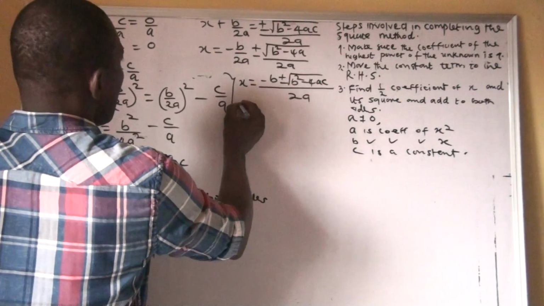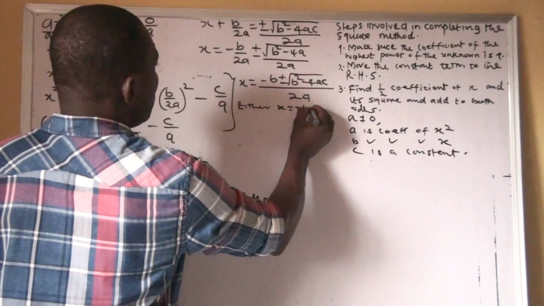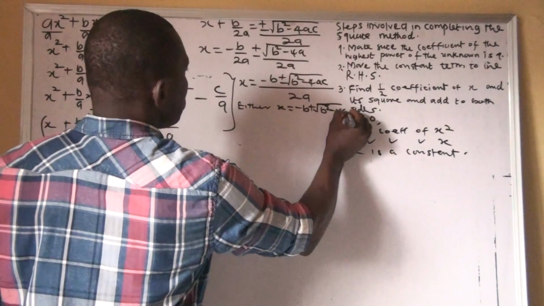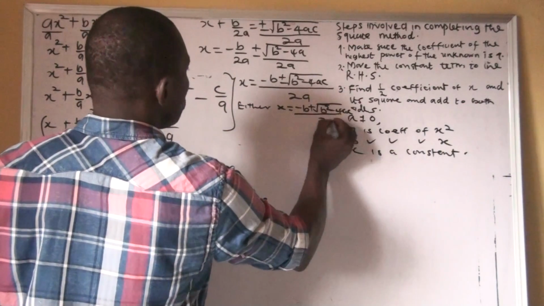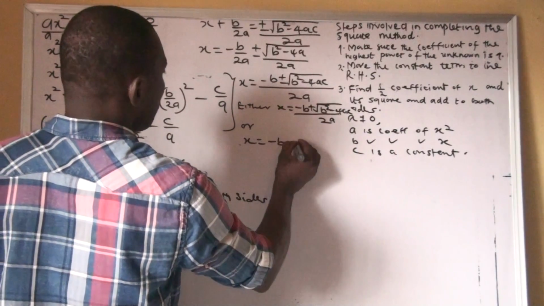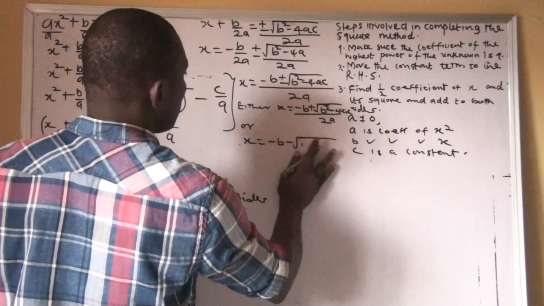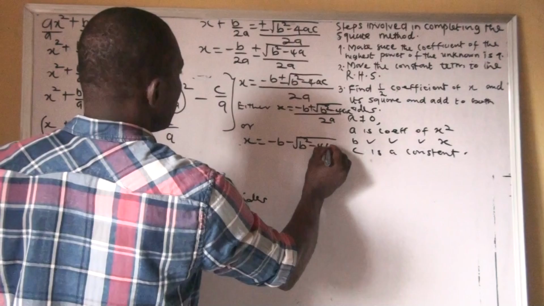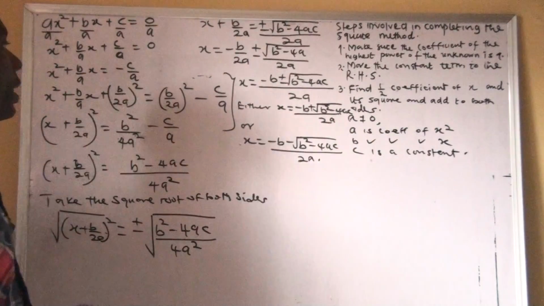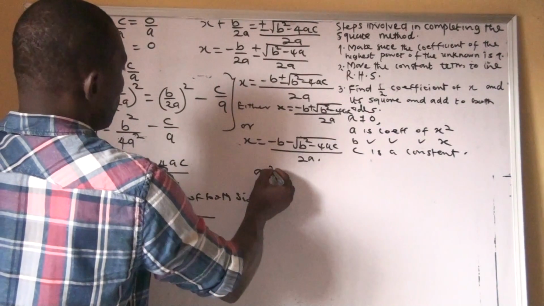So here we can say either x is equal to minus b plus the square root of b squared minus 4ac, all over 2a, or x is equal to minus b minus the square root of b squared minus 4ac, all over 2a.